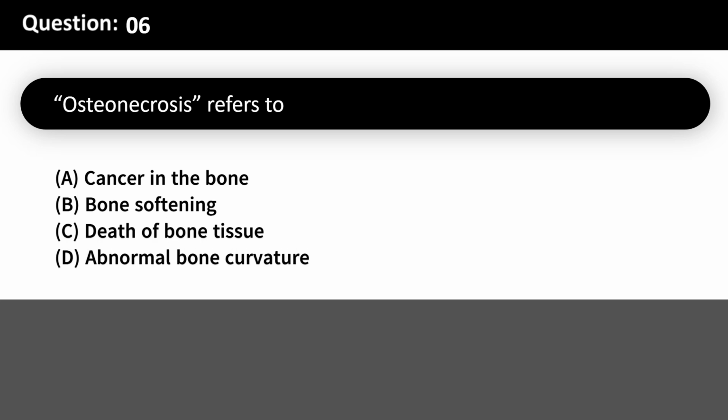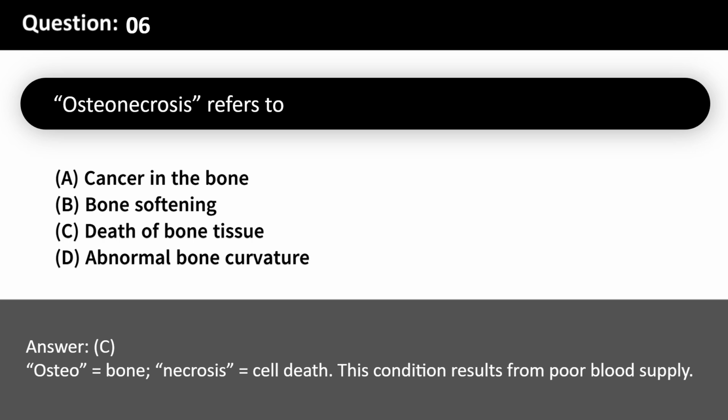Osteonecrosis refers to: A. Cancer in the bone. B. Bone softening. C. Death of bone tissue. D. Abnormal bone curvature. Answer, C. Osteo equals bone, necrosis equals cell death. This condition results from poor blood supply.